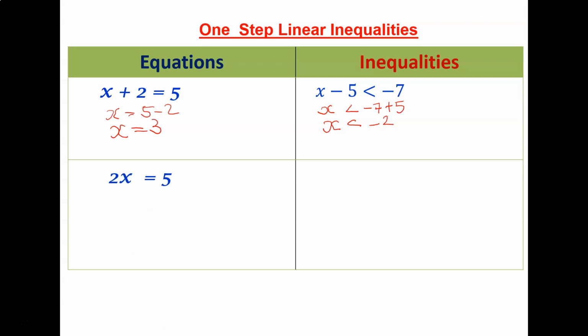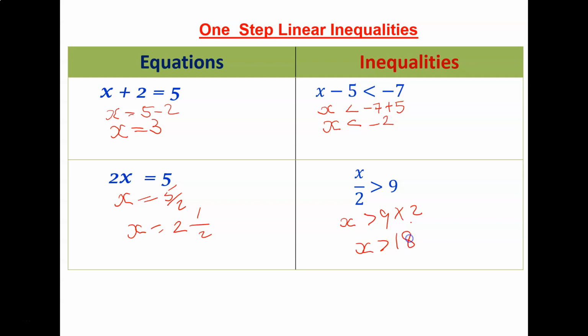2x equals 5. 2x means 2 times x. So what is the inverse of times? The inverse of times is division. So we need to divide by 2 on the other side. By doing that, we get x is 2.5. Here we have x divided by 2 is more than 9. The inverse of division is times. So we need to do x is more than 9 times 2. So x is more than 18.